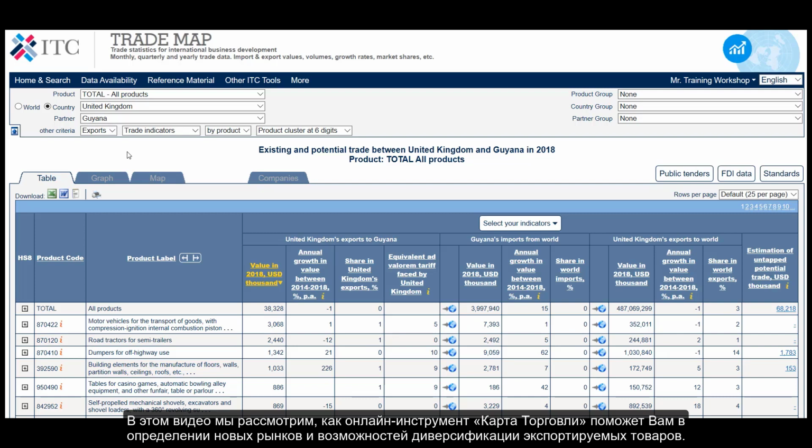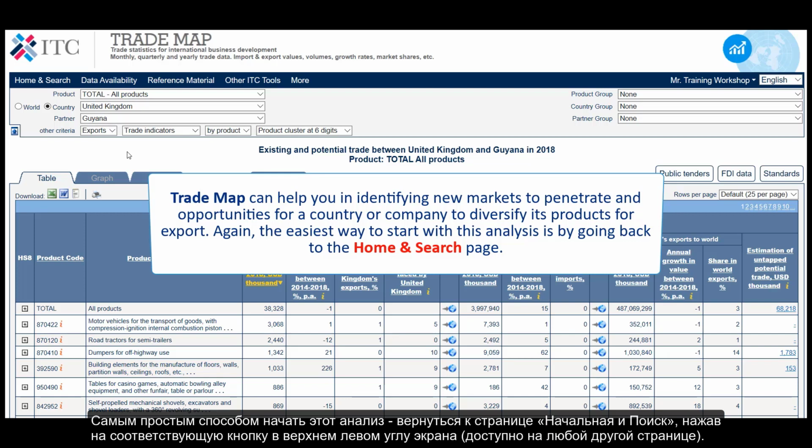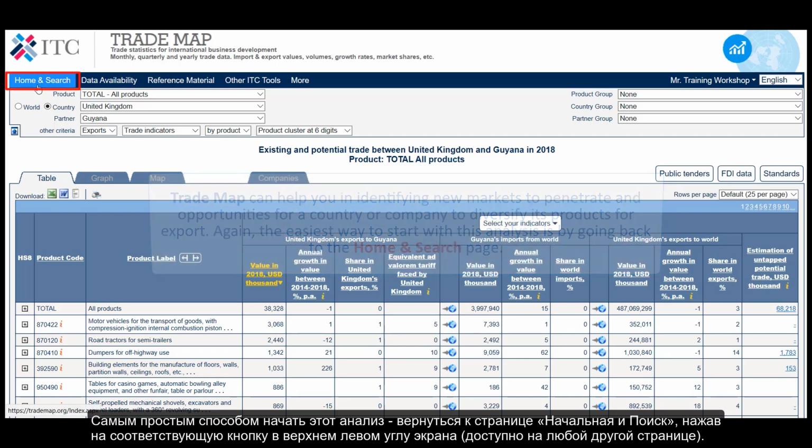In this video, we are going to see how TradeMap can help you in identifying new markets to penetrate and opportunities for a country or company to diversify its products for export. Again, the easiest way to start with this analysis is by going back to the Home and Search page menu by clicking on the button in the upper left-hand corner of the screen to come back from any other screen.